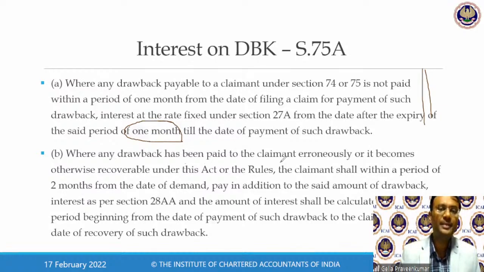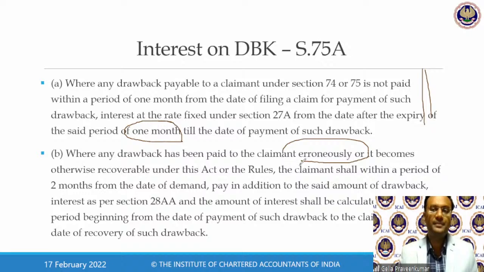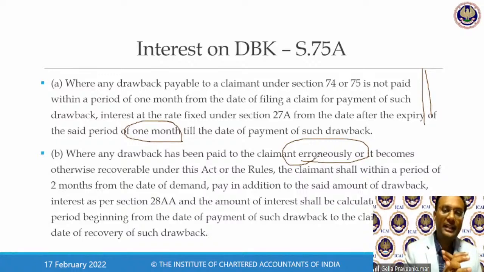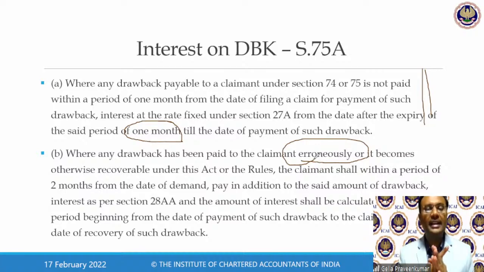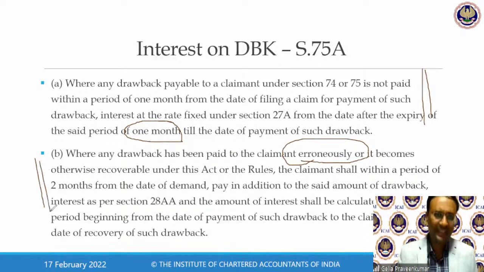Similarly, when a drawback has been paid erroneously to the applicant, I'm not entitled to the drawback. For example, with FEMA compliance, money should be repatriated in foreign currency, and I have not repatriated it. Or you got a percentage of drawback on the basis of your composition of raw material, and over a period of time you have changed that composition. All these factors entitle you not to get the drawback. In those cases, from the date of the order, that is the date of receiving money, till the date of paying back, you have to pay interest. When you get the money, you get interest at the rate of 6%. When you have to pay back to the government, you pay at the rate of 15%.